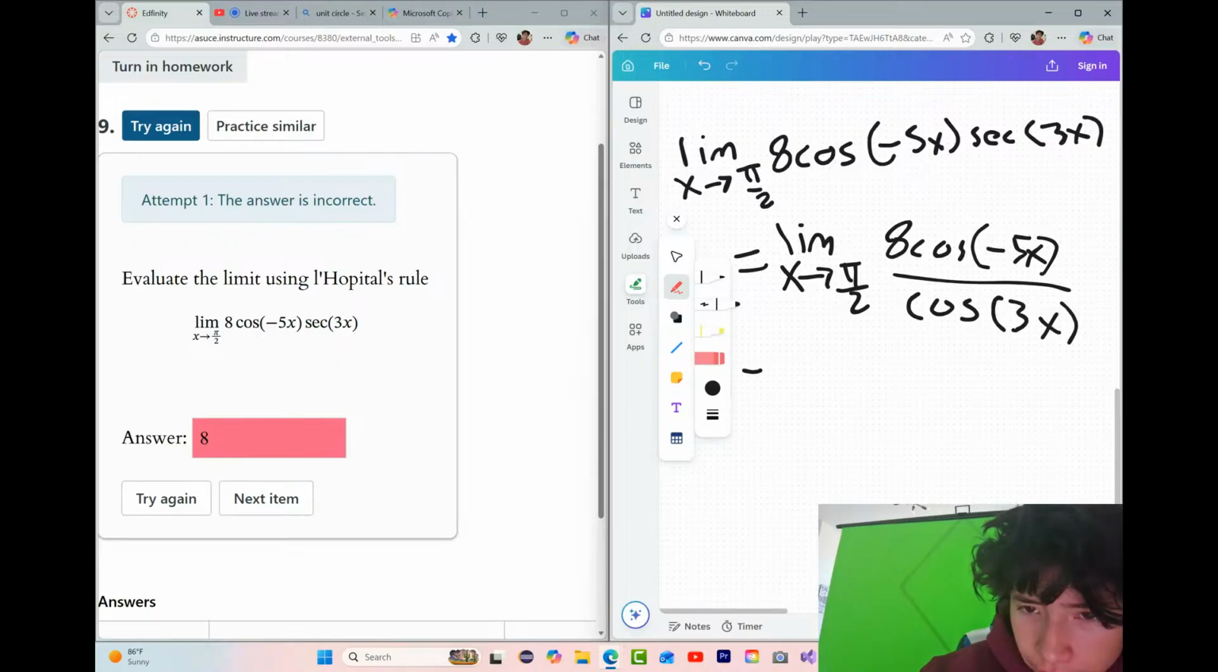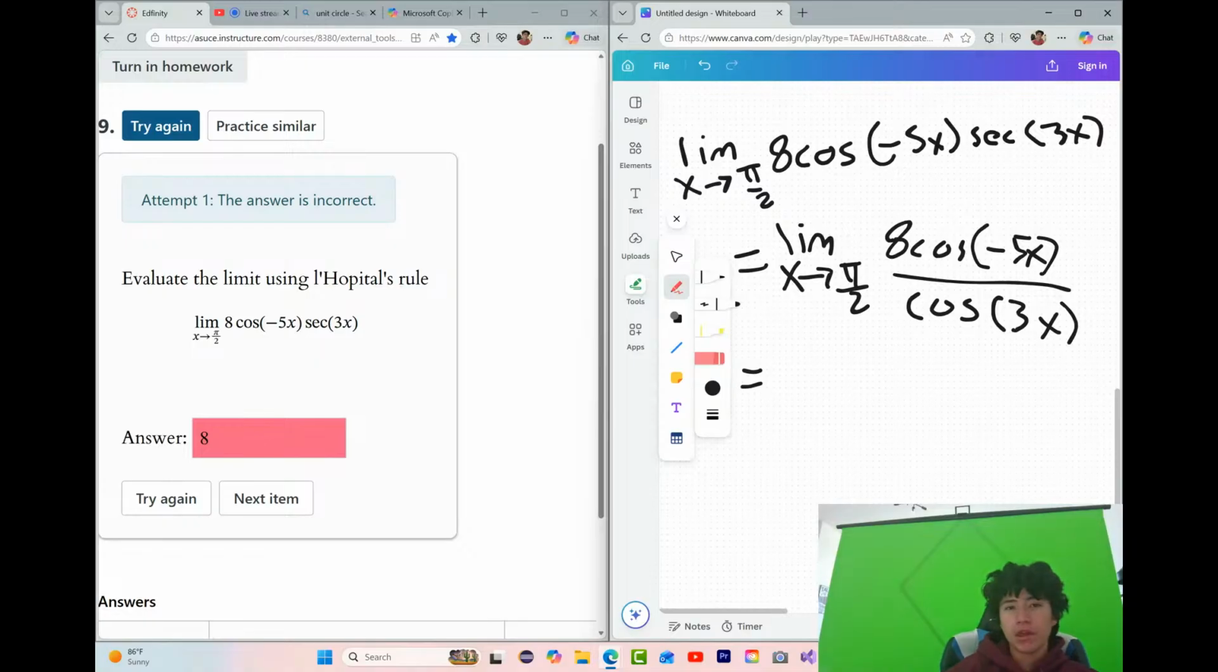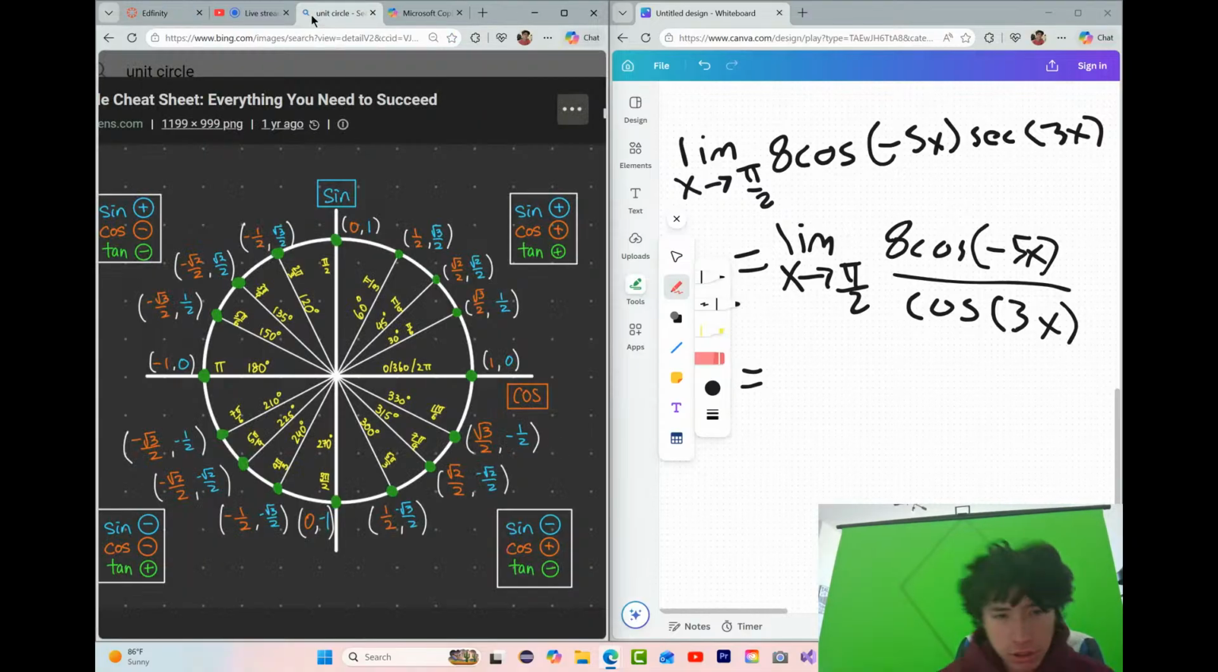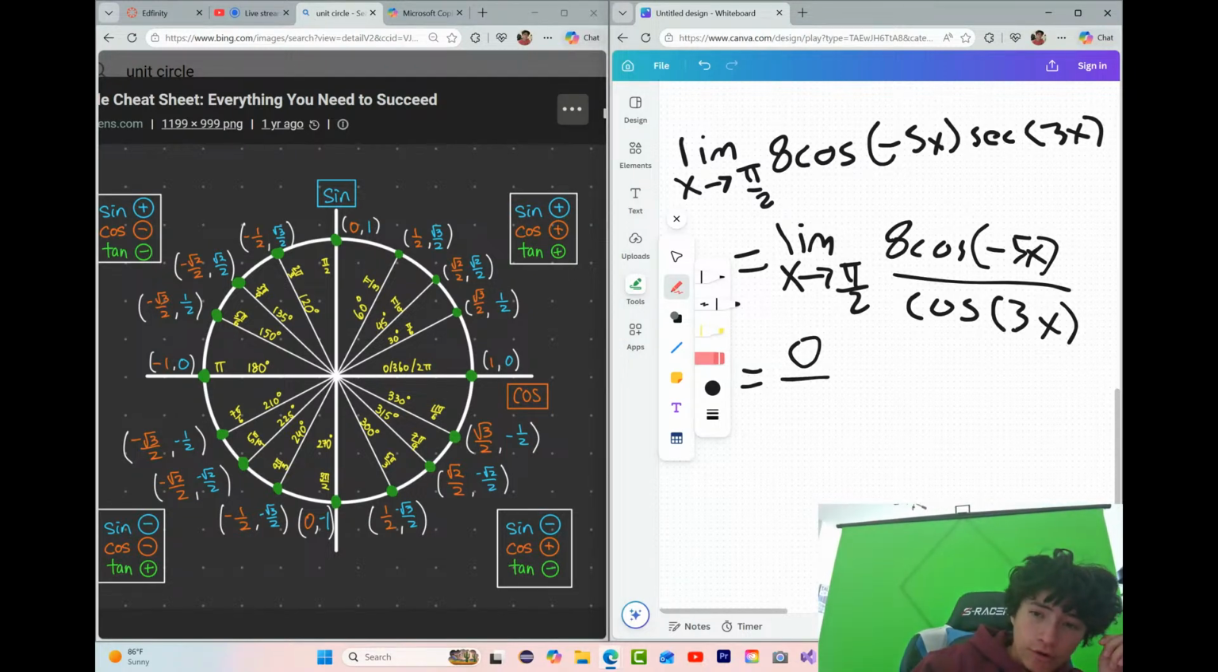So let's see. Pi over 2. Negative 5 pi over 2. Let's think about this. We will get 0 over 3 pi over 2. That's 0. Perfect. So applying L'Hopital's rule.